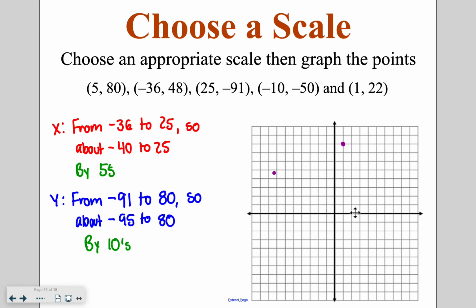Then I've got a positive 5, 10, 15, 20, 25, and a negative 10, 20, 30, 40, 50, 60, 70, 80, 90, and a little bit past to get me to negative 91. Then I have negative 5, 10, negative 10, 20, 30, 40, 50. So that one's a nice even coordinate that we can dot right on the intersection of the lines. And then my last one, I've got 1, 22. So I go over just one space, which is only part of the way over, and then 10, 20, 22. So when we're choosing a scale, there's often going to be dots in between the actual intersections. You probably won't land on the lines very often, but it does happen sometimes.